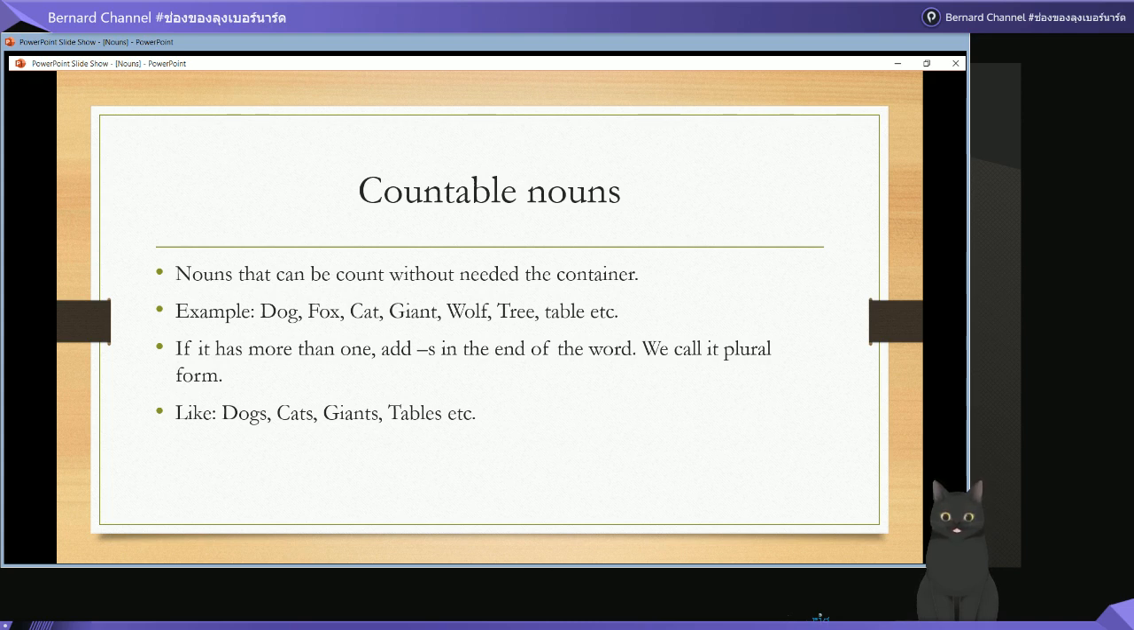You see three pens, it is three pens. Yeah, it is a noun, and it is countable. Okay. For the uncountable, I'm going to come back to it in the next slide. So examples are a dog, fox, cat, giant, wolf, tree, table, or something like this that you can count. It is a countable noun.